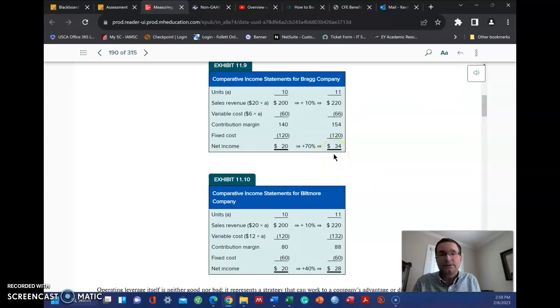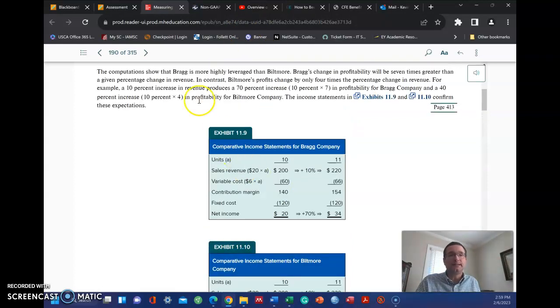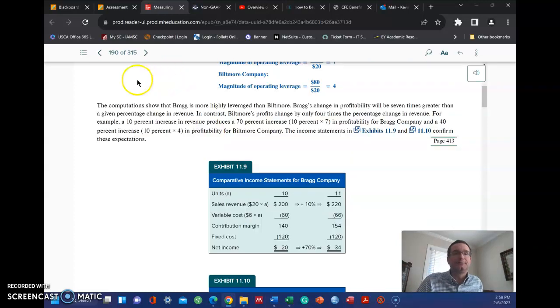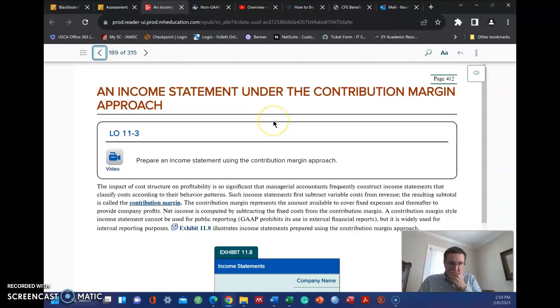Operating leverage, that was the conversation here for these two exhibits, 11.9 and 11.10. I said 11.9 at the beginning of the video. I was thinking there was just one here. I didn't realize this was 11.10 also.